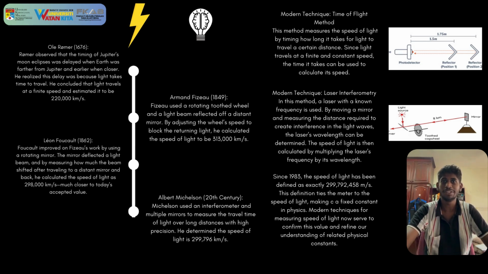Albert Michelson in the 20th century used a modern technique called an interferometer with multiple mirrors to measure light's travel time over long distances. His highly precise experiment gave the modern value of the speed of light, 299,796,000 meters per second. Another method is the time of flight method. This measures the speed of light by timing how long it takes for light to travel a certain distance.